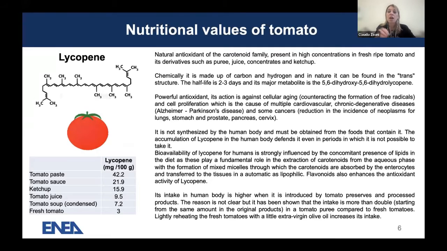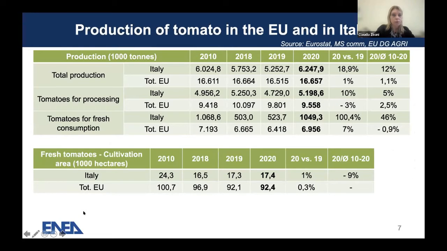What I would like to stress is that its intake in the human body is higher when it is introduced in our food by tomato preserves and processed products, because there it is somehow concentrated. But we have to take into account the production process of tomato and the different steps of the supply chain and processing, mostly for what concerns the fact that the tomato can keep its nutritional quality after the different treatments during processing.